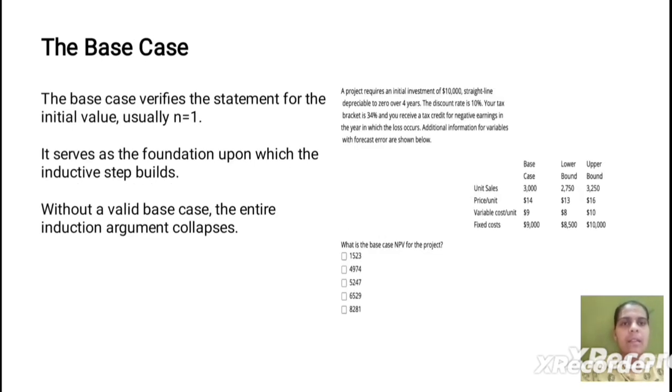The base case. The base case verifies the statement for the initial value, usually n equals 1. It serves as the foundation upon which the inductive step builds. Without a valid base case, the entire induction argument collapses.